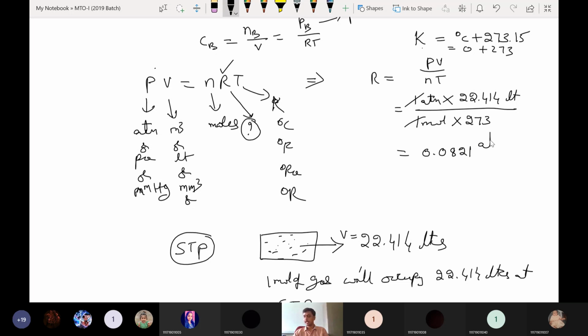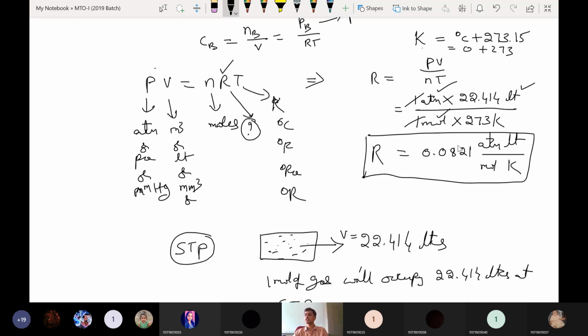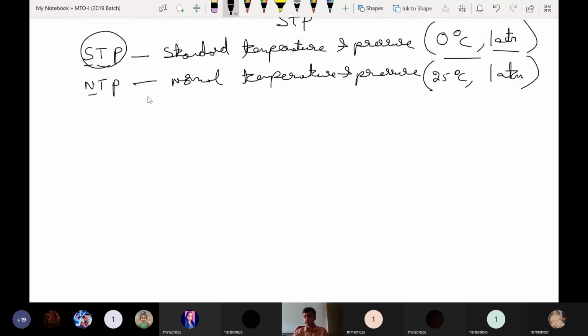So the units are atm, then liter, then mole, then Kelvin. So the basic R value will be this one: R is equal to 0.0821 atm liter per mole Kelvin. If you want to convert this into other units, we know that R is equal to 0.0821 atm liter per mole Kelvin.